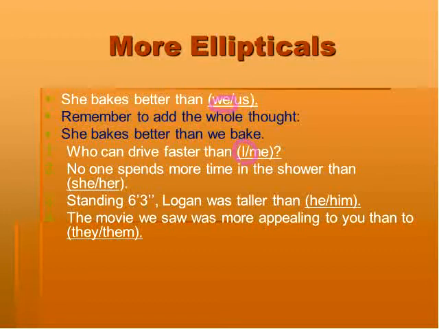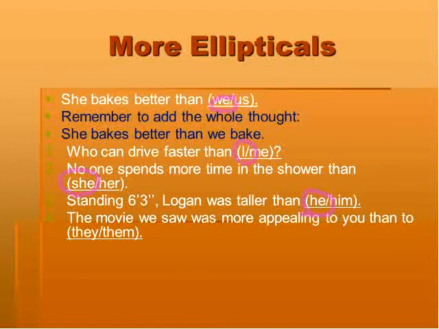Okay, no one spends more time in the shower than she spends in the shower. No one spends more time in the shower than her spends. No, that wouldn't make sense. So it's she. Okay? So just keep adding to it. I know it can be a little bit hard. Standing 6'3", Logan was taller than he was. Okay? Then him was? No. He.